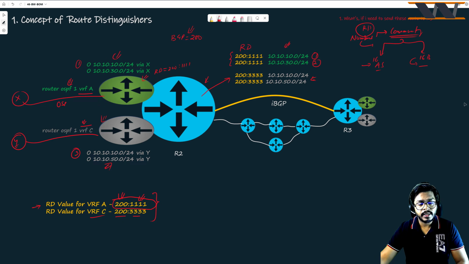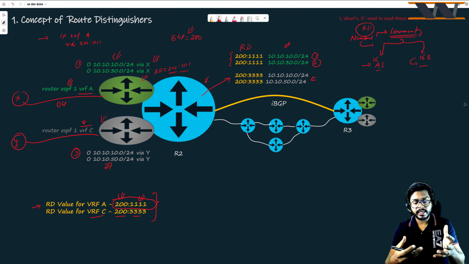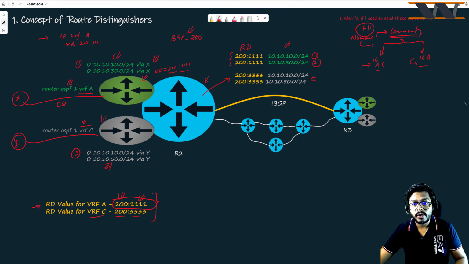And how to define that? You just need to go ip vrf A. This is how you create the VRF, right? And then you simply configure rd 200:1111. So BGP sees exactly what value of RD you have configured. Whatever value of RD you have configured here, it is going to take those routes and advertise them into the IBGP. But along with that, it will attach this RD value, right?